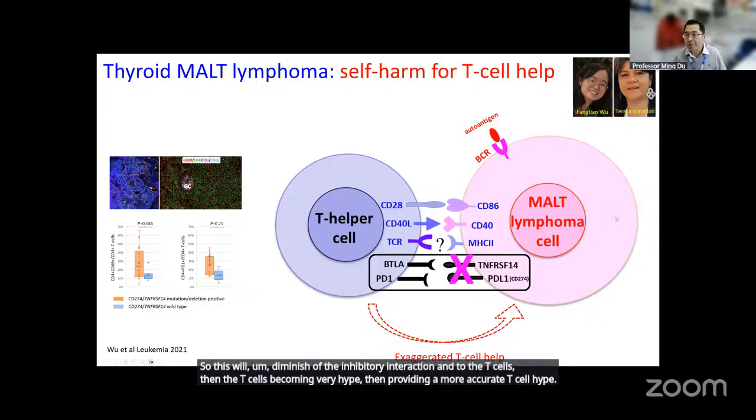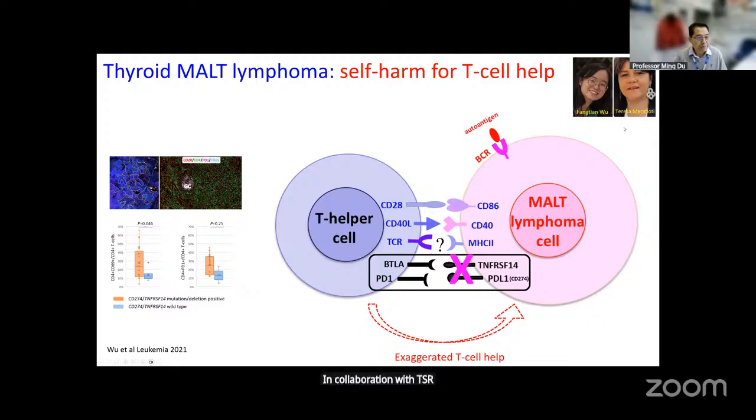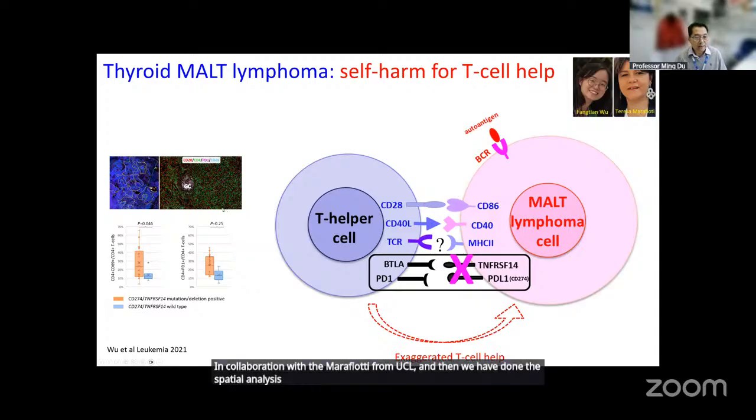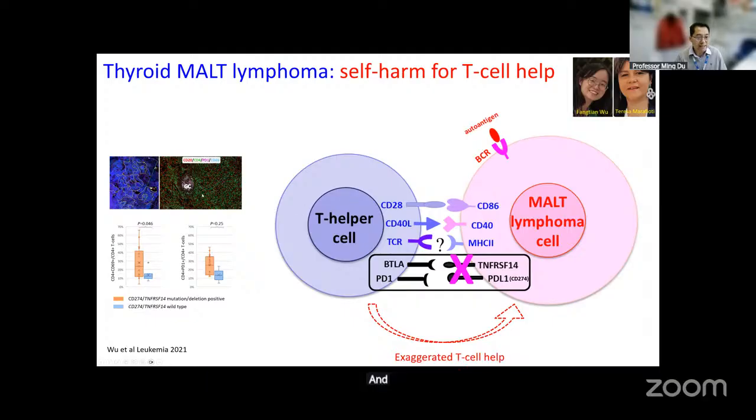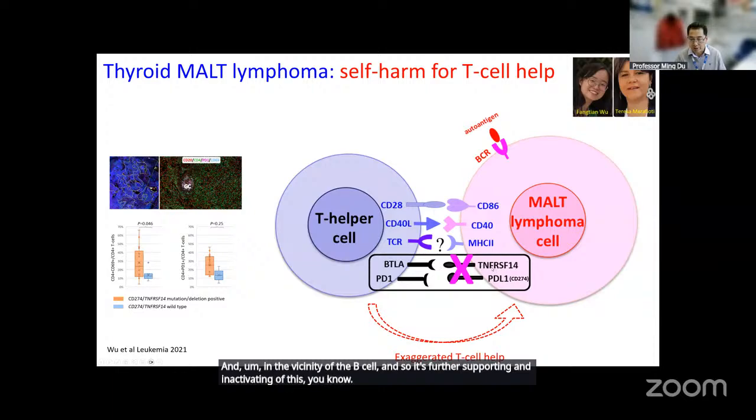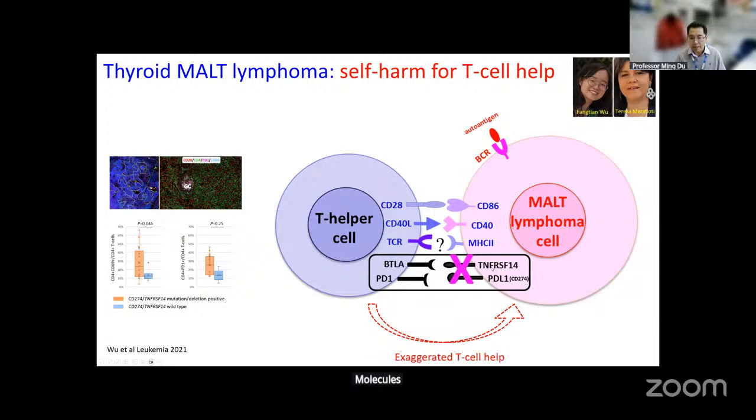In collaboration with Teresa Marafioti from UCL, we have done spatial analysis. Indeed, we can identify activated T helper cells in the vicinity of the B cells, which further supports that inactivation of these co-inhibitory molecules in the B cells may have an indirect impact on the T cell helper functions.